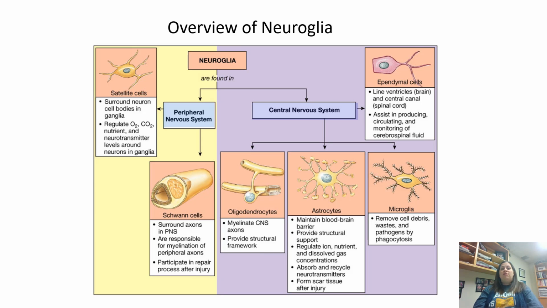So guys, this chart just gives you a brief overview when we look here of the peripheral nervous system as well as the central nervous system. These are the neuroglia. In the purple, you'll see that there are the four types for the central nervous system: the oligodendrocytes, the astrocytes, the microglia, and the epithelial cells. In the peripheral nervous system, there are two special neuroglia. There are the satellite cells and the Schwann cells.